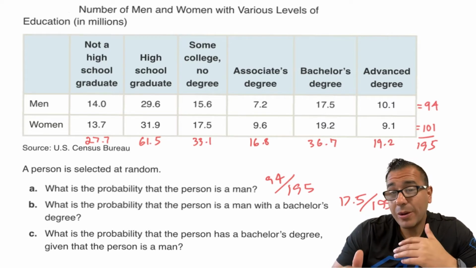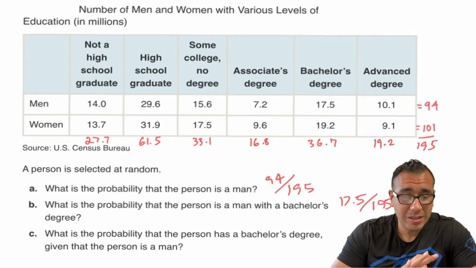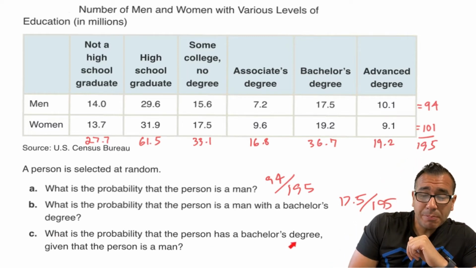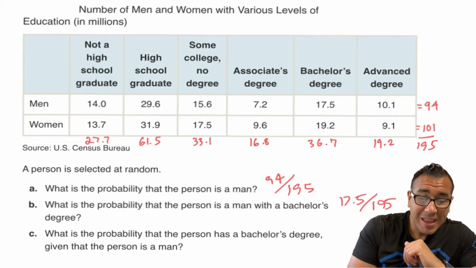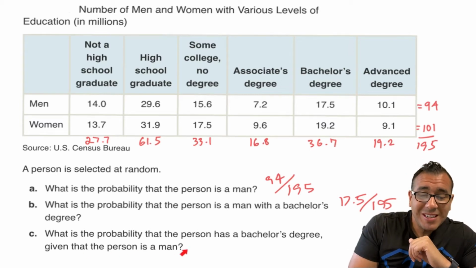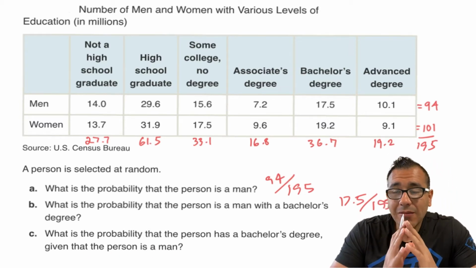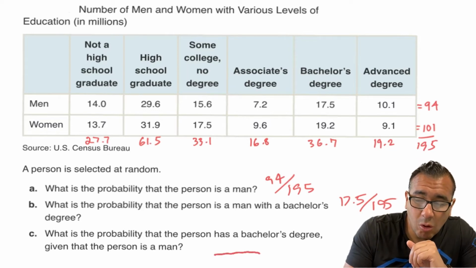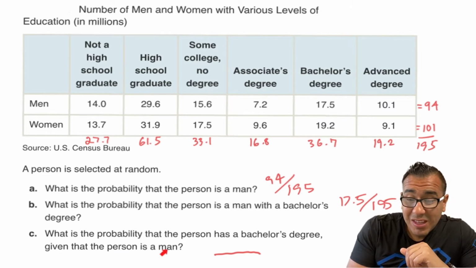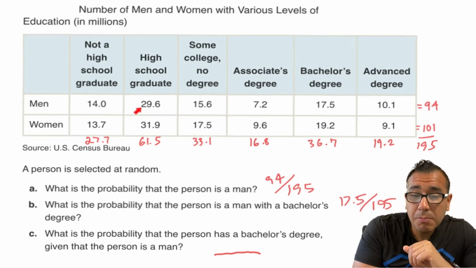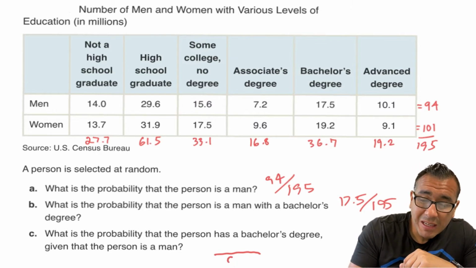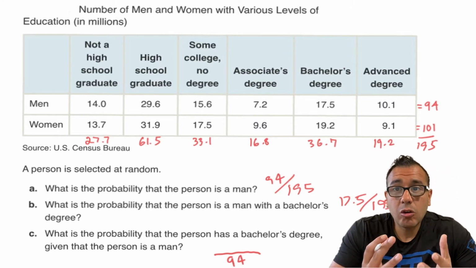This is what we've already seen. Now here's the new stuff. What is the probability that the person has a bachelor's degree, given, underline that word given, make sure you know what it means, that the person is a man? Whenever we say given, it tells us we're only focusing on a certain group. Because it says given that the person is a man, we're only looking at the men. So the number on the bottom is going to be the 94.